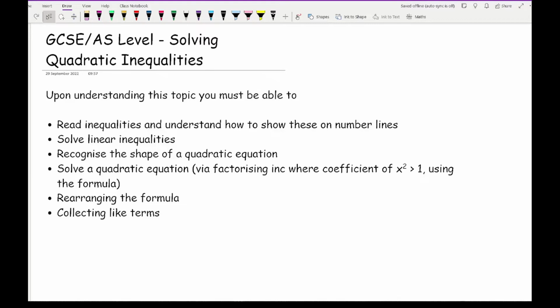You also need to know how to solve a quadratic equation, using both factorizing and the quadratic formula, including when the coefficient of x squared is greater than 1. If you're not sure what coefficient means, it basically means the quantity of the x squared, so how many x squareds you've got, where it's usually more than 1. And you also need to be able to rearrange the formula and collect like terms, and those two topics tend to come in for more complicated quadratic inequalities.